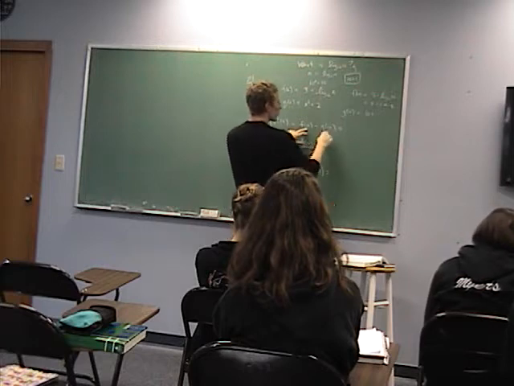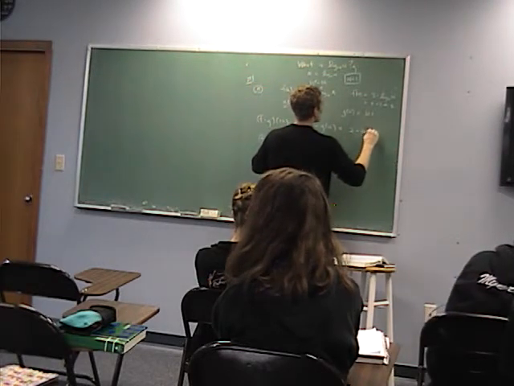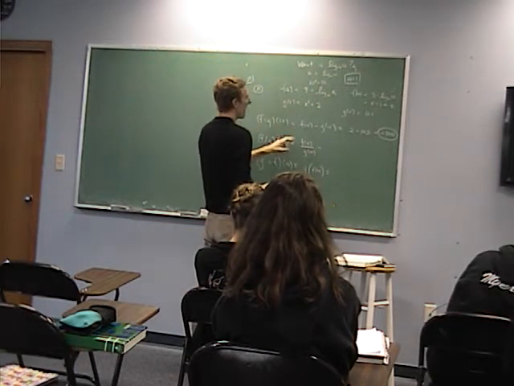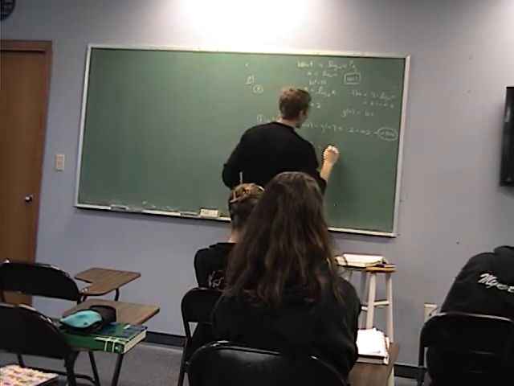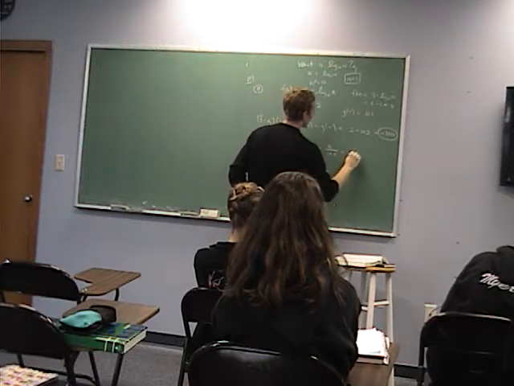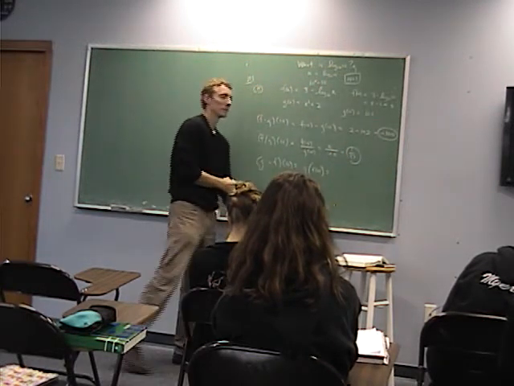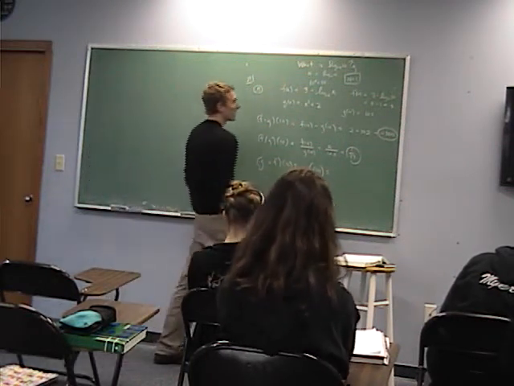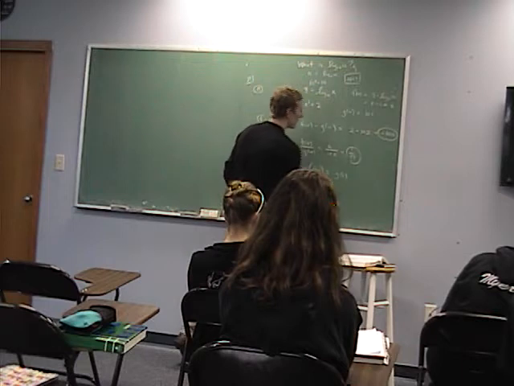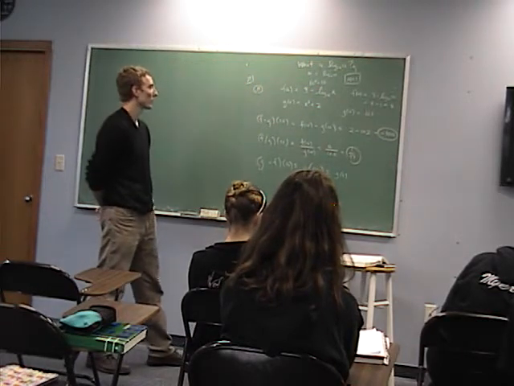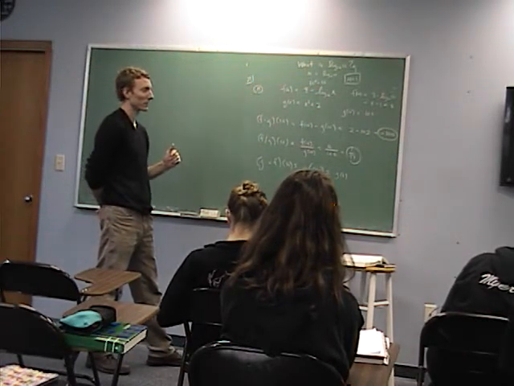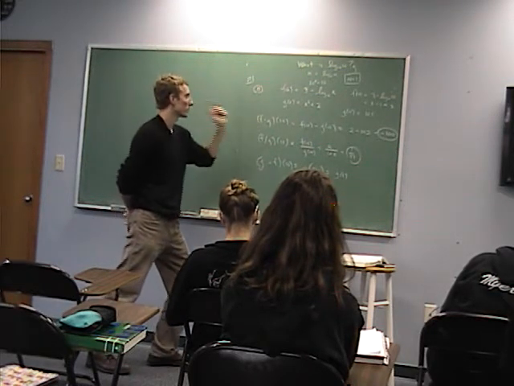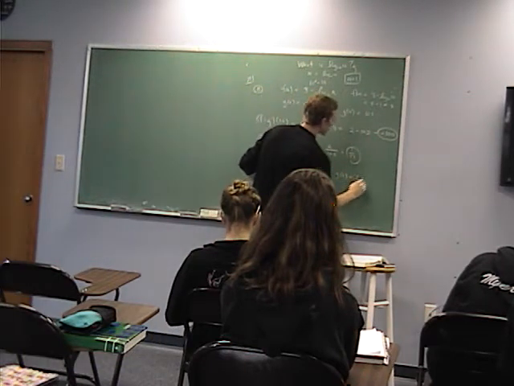So f of 10 minus g of 10 is 2 minus 102. That's negative 100. F of 10 divided by g of 10 is 2 over 102, which is 1/51st, whatever that means. And g of f of 10 is g of 2, because you know what f of 10 is. F of 10 is just 3 minus 1, which is 2. And what's g of 2? That's going to be 2 squared plus 2. That's going to be 6.